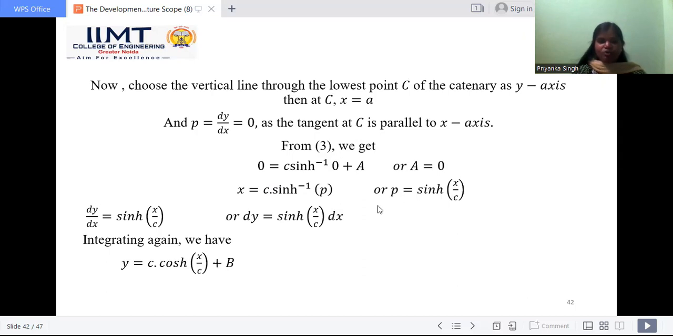Next, putting the value of p as dy by dx, we get dy by dx is equal to sine hyperbolic x upon c. So dy is equal to sine hyperbolic x upon c dx. Now integrating on both sides, y is equal to c cos hyperbolic x upon c, since the integral of sine hyperbolic x upon c is c cos hyperbolic x upon c, plus constant b.